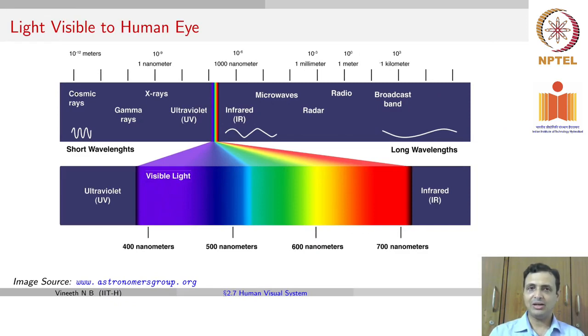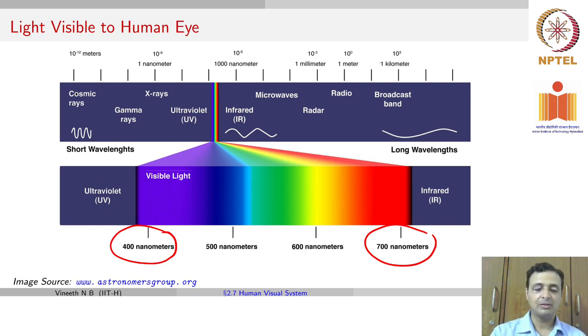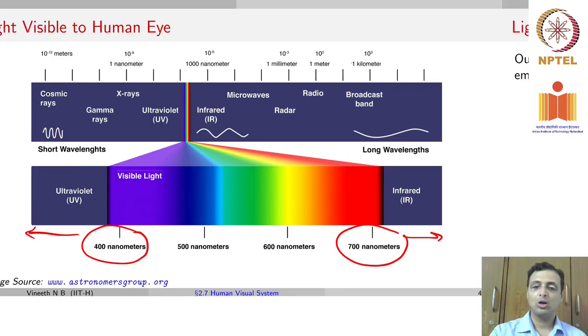To start, once again, we talked about this in an earlier lecture too, that the light visible to the human eye is restricted to one part of the electromagnetic spectrum, which goes from roughly a little less than 400 nanometers to a little over 700 nanometers, going from violet to red. Obviously, the radiations to the left of violet are called ultraviolet, and the radiations to the right of red are called infrared. So this is known to us.